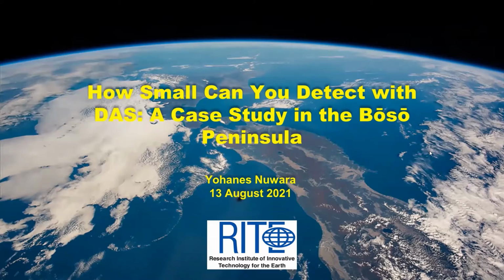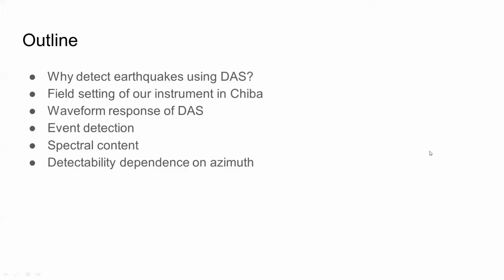In this presentation, there are 6 key points that we are going to discuss. First, I'll begin with the reason why we detect earthquakes using DAS. Then I'm going to show the field setting of our instrument in Chiba, Japan. And then the waveform response of DAS to natural earthquakes and how we detect the events, the spectral content, and the detectability dependence on azimuth.